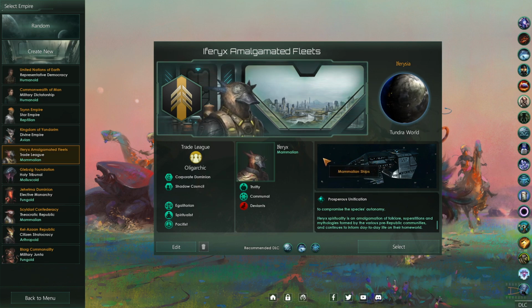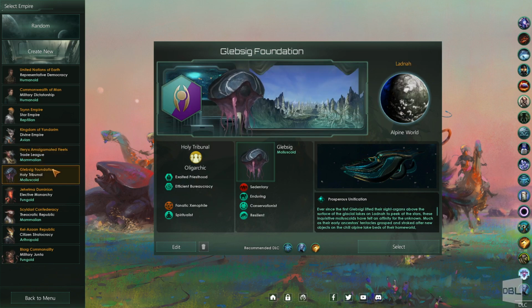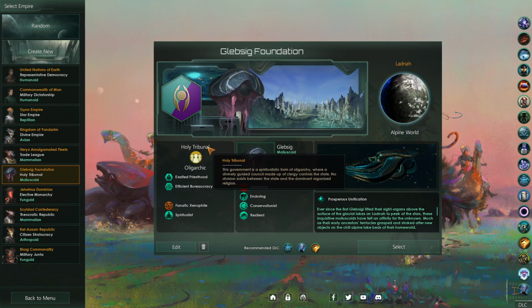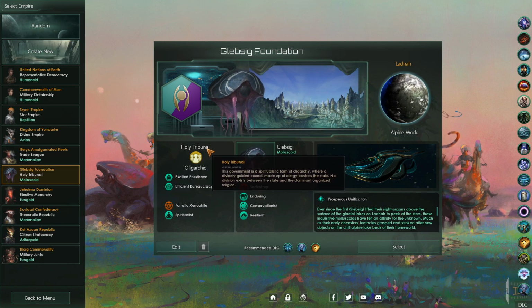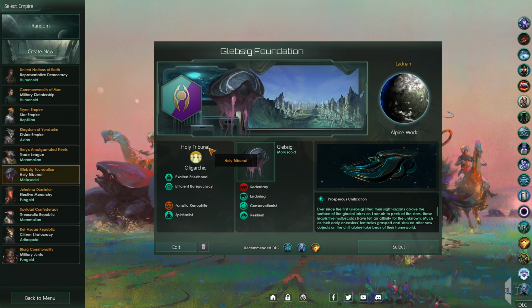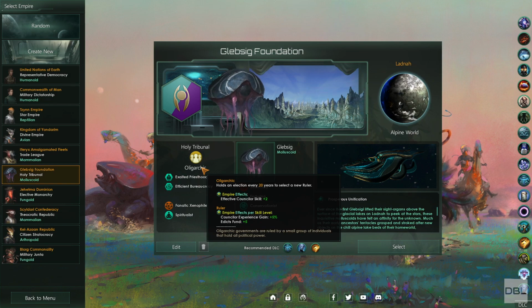Can I squeeze another one out? See if we can get through the jellyfish. Or maybe I'll just fly through all these. Third Rog. These are the Glebsig Foundation. That's their logo. Holy Tribunal government is a spiritualistic form of oligarchy where a divinely guided council made up of clergy controls the state. Yeah, not liking that. No division exists between the state and the dominant organized religion. Don't like that at all. Oligarchic holds an election every 20 years to select a new ruler.